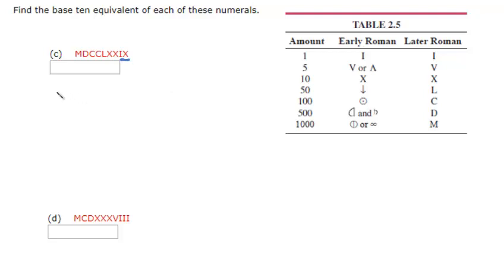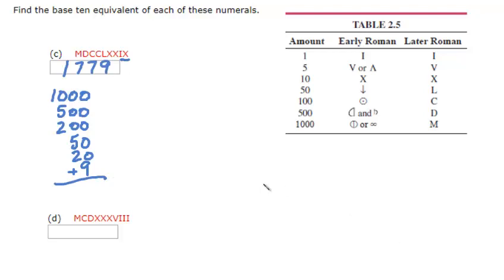So let's go ahead and do our addition. M means 1,000. D represents 500. C is 100, but there's 2 of them, so I'm going to write 200. L is a 50. 2 X's is a 20. And then I have a 9. And then I will add all of these up.